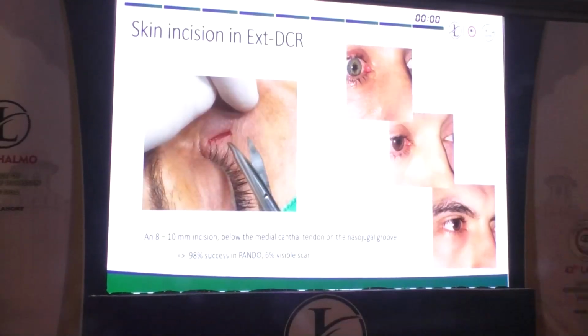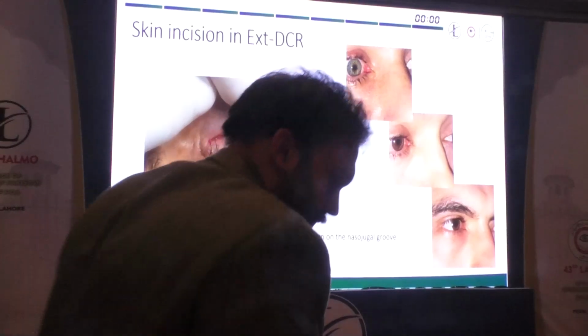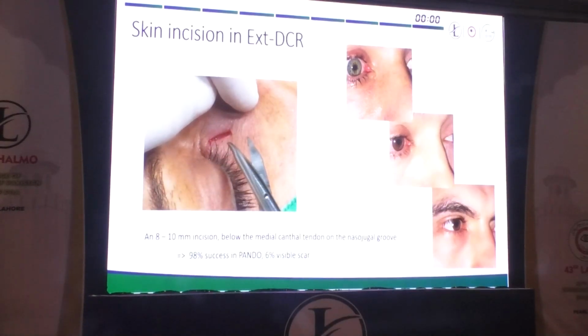We do our incision always in the nasojugal groove below the medial canthal tendon, and we try to make a very small 8 to 10 millimeter incision. And we never detach or cut the medial canthal ligament. And at the end of the surgery, when we are suturing the flaps, we always suture the flaps to the overlying orbicularis muscle to preserve the lacrimal pump function. And with this technique, we usually don't see any visible scar.